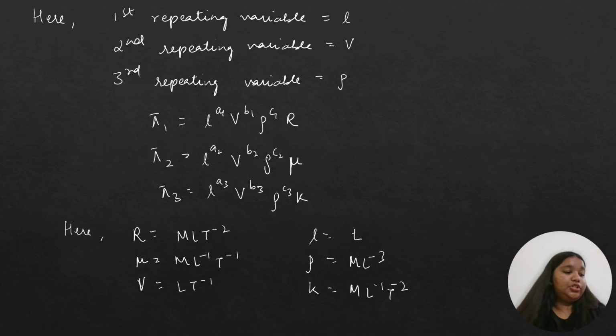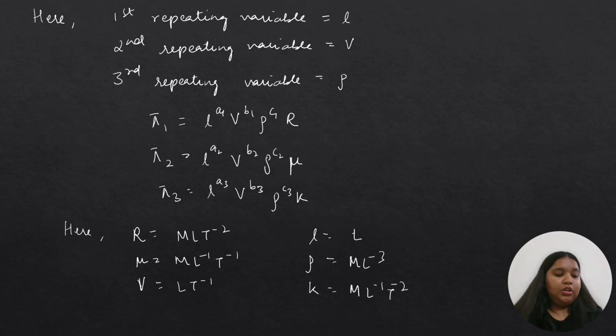So in this question, the first repeating variable is L. Whenever in a question we are given a geometric variable like L, we will choose L. If we are given D, that is diameter or something like that, we will choose D because D is more prominent than L. So the second variable will be V, and the third variable will be rho.